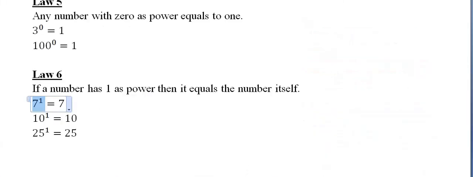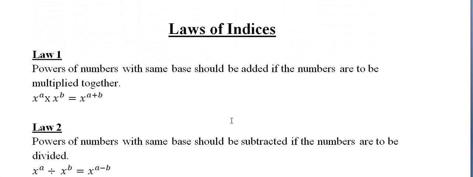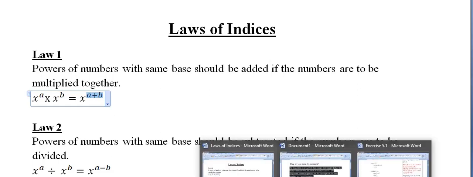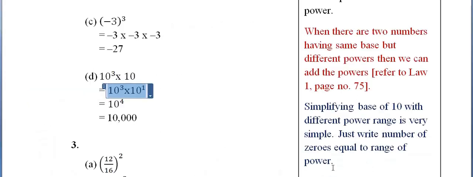Okay, so law number 1 says, when the base numbers are the same and the power is different, what happens? The powers are to be added. So here we can write 10 to the power 3 into 10 to the power 1. We can simply do the addition here, that is 3 plus 1, which equals 4. So directly you can write 4.